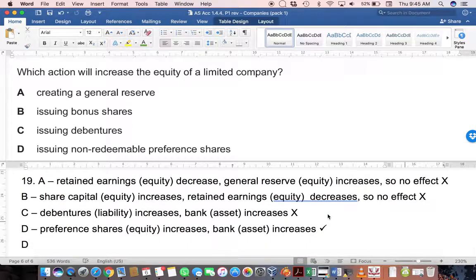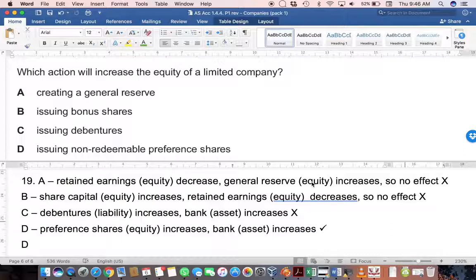Question 19. Which action will increase the equity of a limited company? Well, if we have a look at each of them, remember equity is basically the net assets, or assets less liabilities. So we're not going to use assets, we're not going to use the liabilities, we're looking for equity items. If we create a general reserve, as we looked at previously, it means your retained earnings will decrease and your general reserve will increase. But you see that both of these are equity, so they will actually cancel each other out and there is no effect.